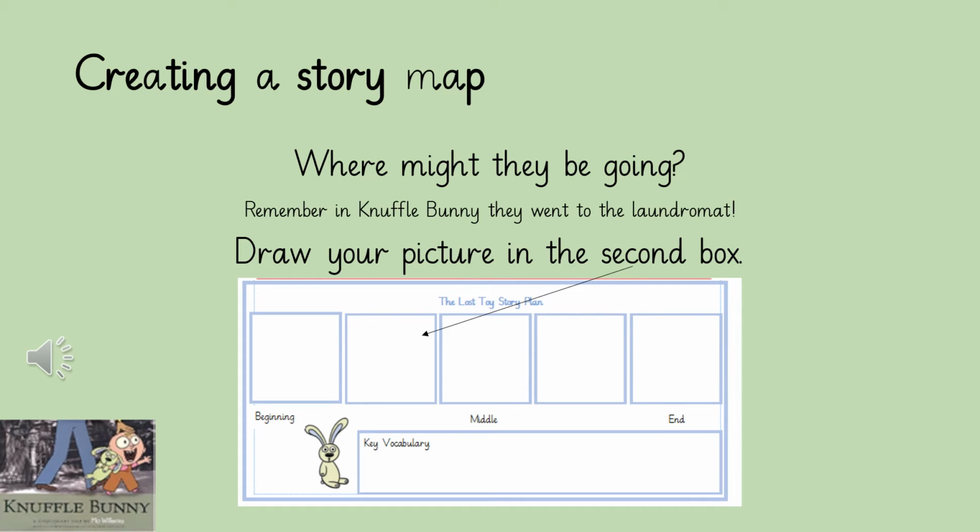Okay, now that we have our beginning, it's time to work on our second box. After we're introduced to Trixie and Knuffle Bunny in the story, we're told where they are going. We're told they're going on an errand with Trixie's daddy and they're going to the laundromat. Where would you like your main character and their teddy to be going? Have a little think and draw your picture into the second box.